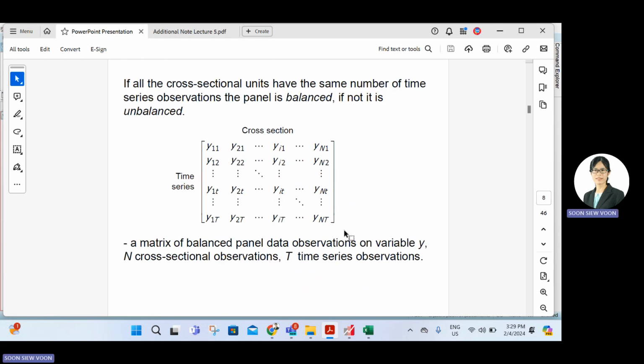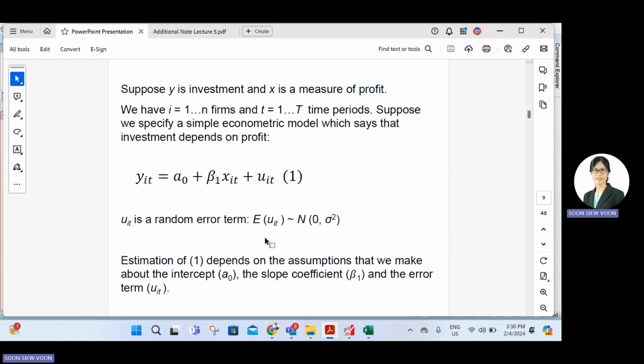Okay. So again, this is what we always call a balanced panel. If all the cross-sections have the same number of time periods, the panel is balanced. So this is a matrix of the balanced panel, with no missing cross-sectional observation or time series observation. Suppose Y is the investment and X refers to the measure of profit. Then i refers to the firm, starting from 1 up to N firms, and then t starts from 1 up to T, which stands for the time period.